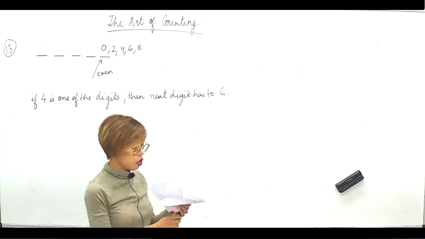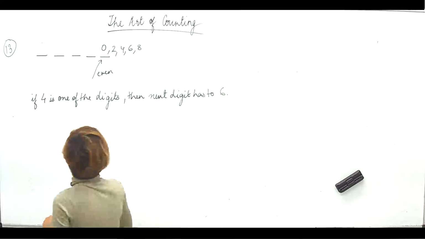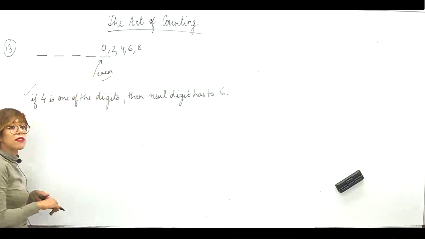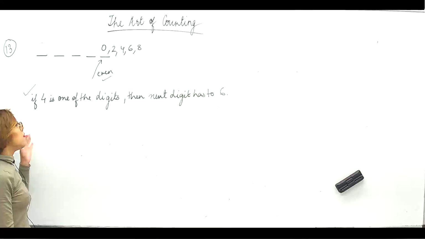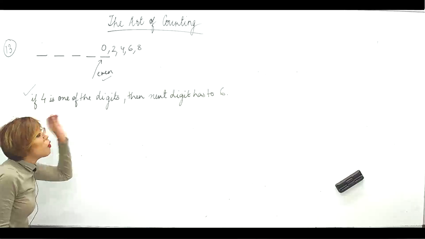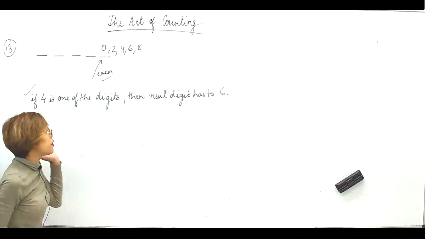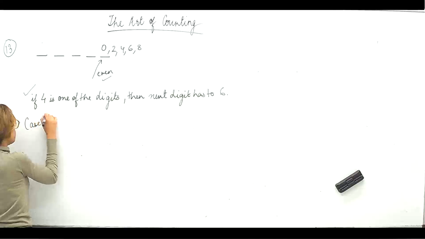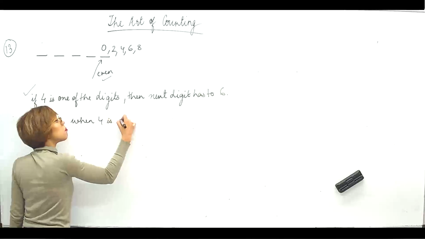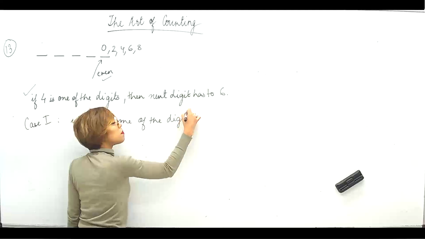That's the condition. So I need to find how many 5-digit numbers satisfy this condition and are even as well. Now it is very clear where I have to make the cases, because he says if 4 is one of the digits. So there is a segregation. First, case number 1: 4 is one of the digits. Let's count the number of cases in this case first.